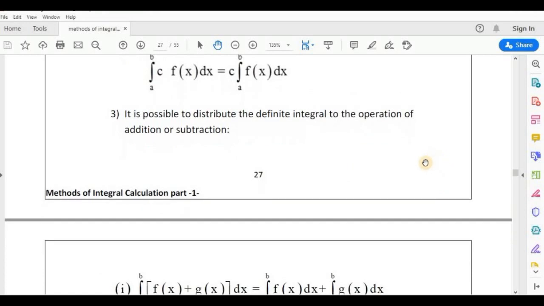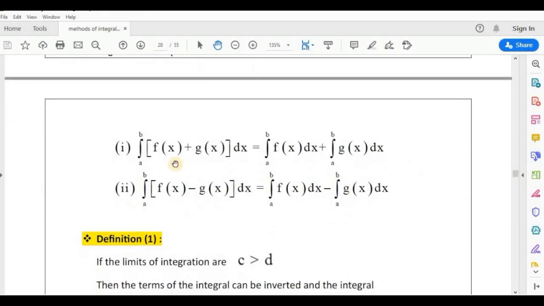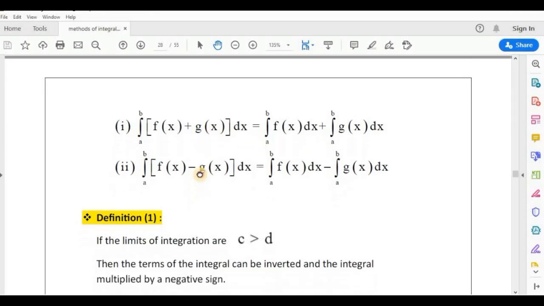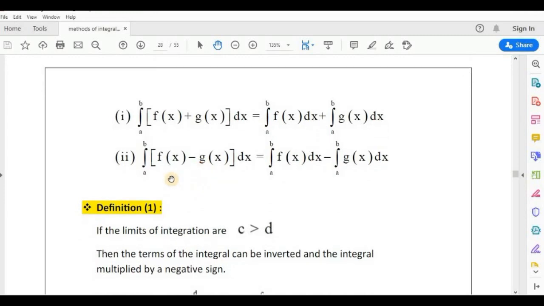Another point, it is possible to distribute the definite integral over the operation of addition or subtraction. As we can see here, we can distribute the definite integral to this function, plus the integral distributed to this function. Same for the subtraction, same concept. We can distribute the definite integral over the subtraction.